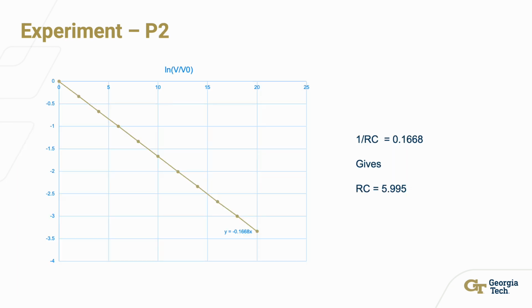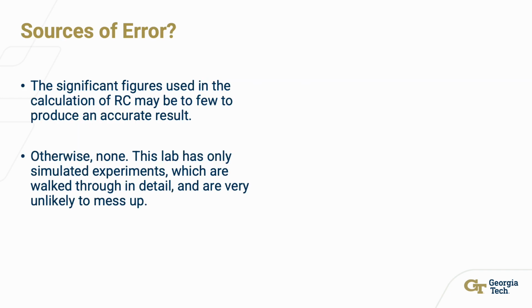So then we calculated RC to be 5.995 using this graph and this slope of negative 0.1668. So the capacitor charges up to about 60% of its capacity in about 6 seconds. There were basically no sources of error. It was a very walked-through simulation, and since it's a simulation, not much could go wrong.